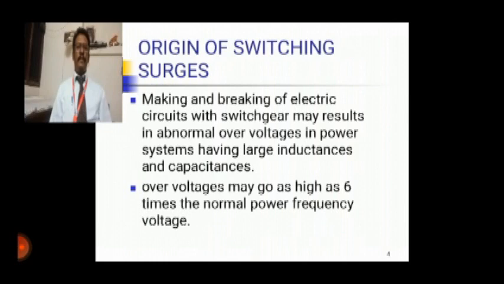Now we are going to see the origin of switching surges. Normally in a power system, we frequently make and break electric circuits with switchgear, which results in abnormal over voltages, involving large inductance and capacitance, which have to be optimized at the initial stage itself. This over voltage may go as high as 6 times the normal power frequency voltage. If it is 6 times, nearly the entire system gets damaged, so it has to be prevented at the earliest.